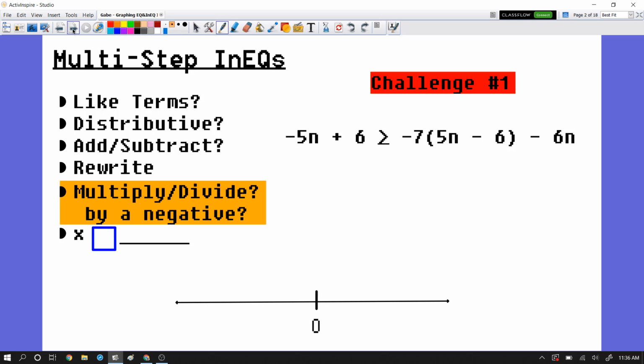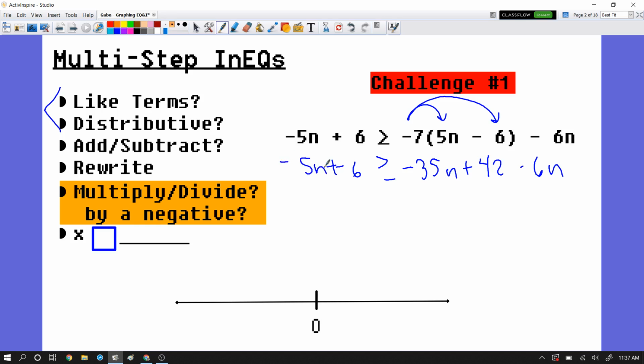So first off, let's identify any like terms. So like terms, there's nothing we can put together yet. So distributive, yes. Negative 35n, negative 7 times negative 6 is positive 42 minus 6n. Okay, so distributive is gone.